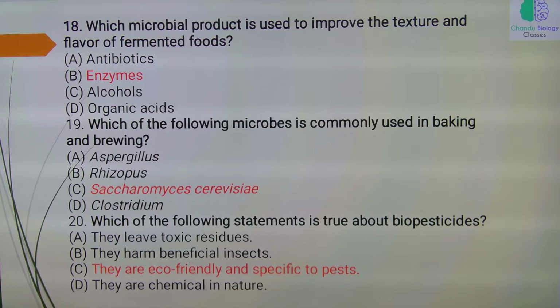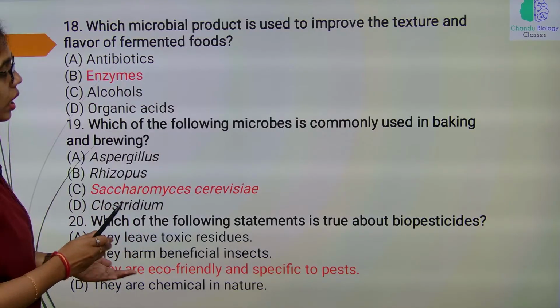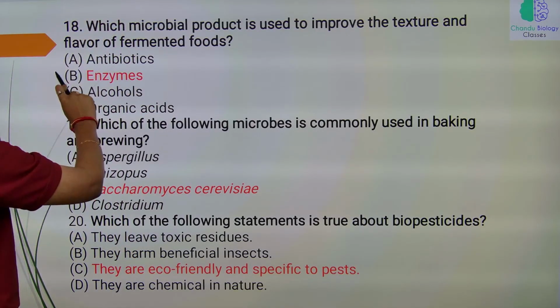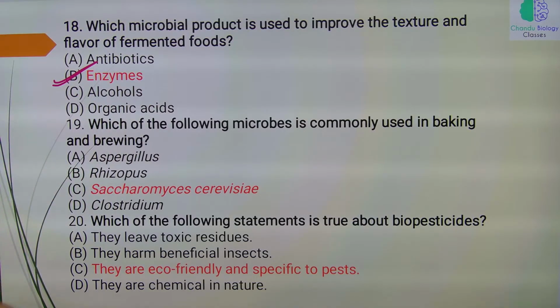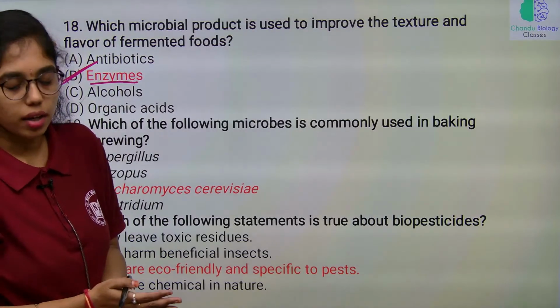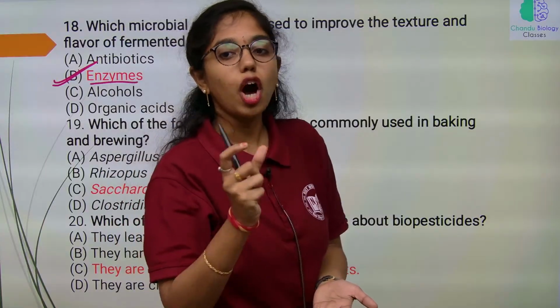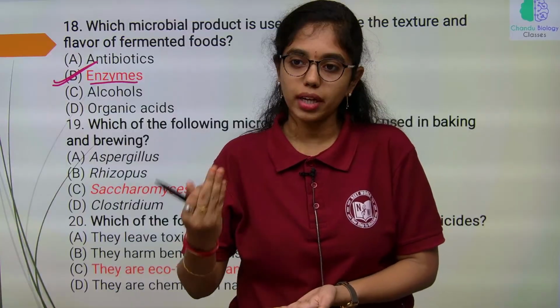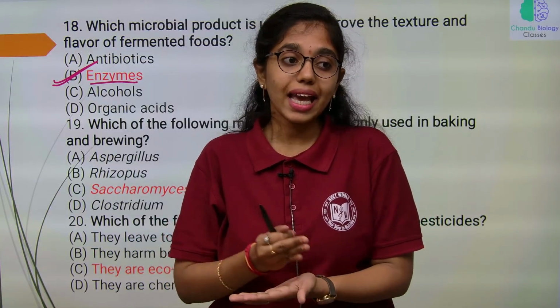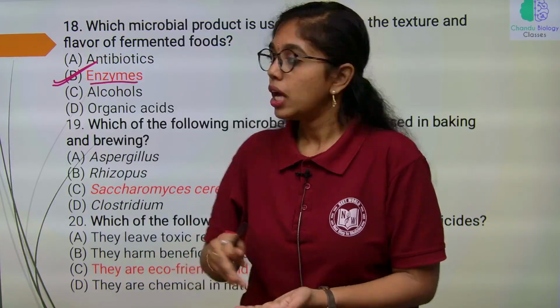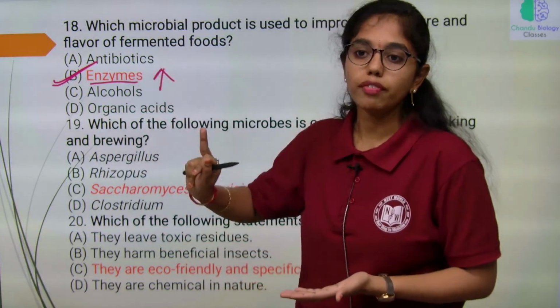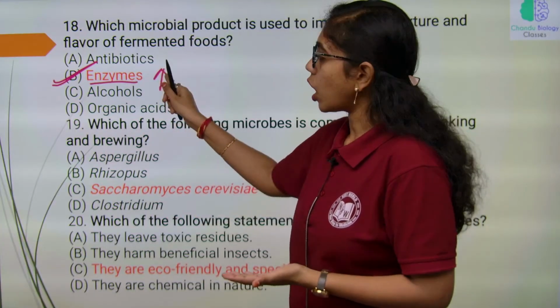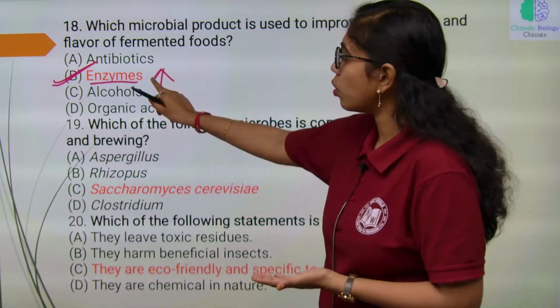Here, which microbial product is used to improve the texture and flavor of the food? The texture and flavor of the food will be increased by the enzymes, okay. Suppose yeast only, yeast will conduct anaerobic respiration, that is alcoholic fermentation. The enzymes which are involved are alcoholic dehydrogenase and pyruvate decarboxylase. The more the enzyme rate, the more the activity of anaerobic respiration will happen and the more oxidation of the food will happen. Okay? So, it is the role of enzymes.